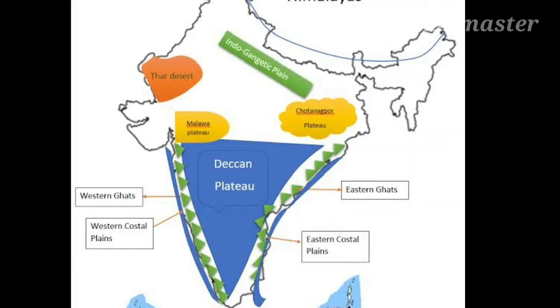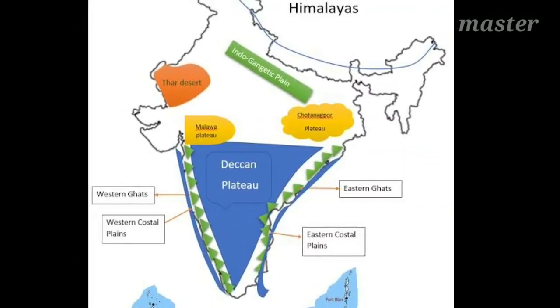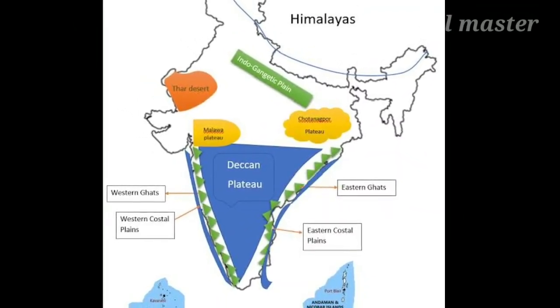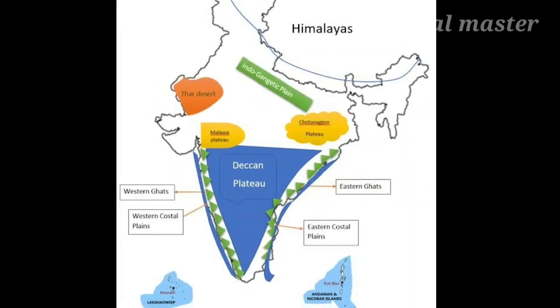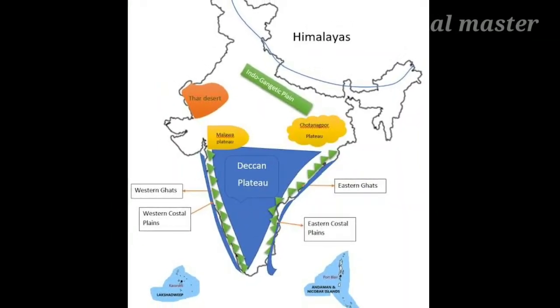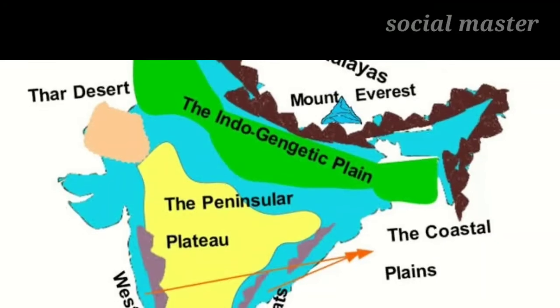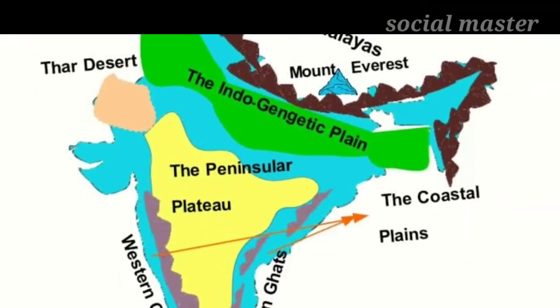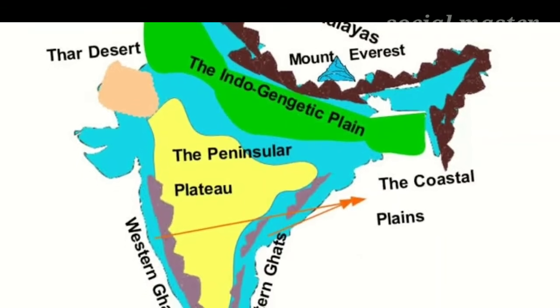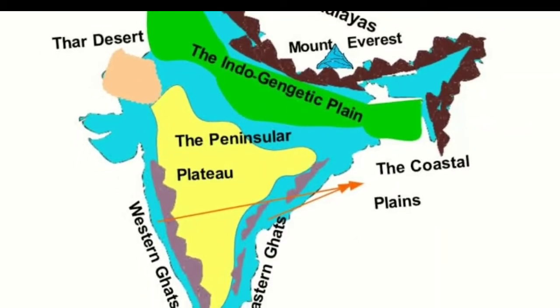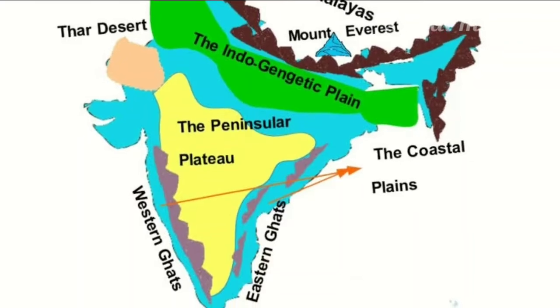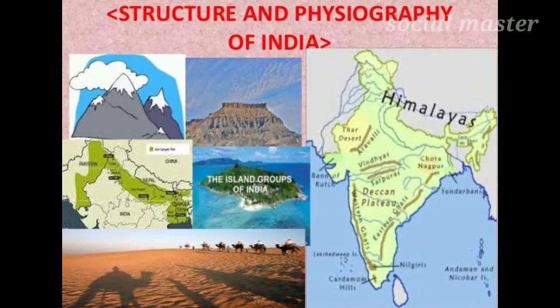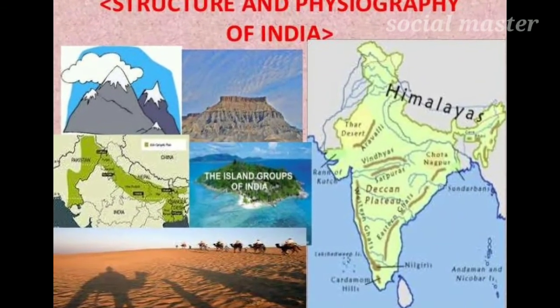The major relief divisions of India. The relief features of the Indian landmass can be divided into six groups: the Himalayas, the Indo-Gangetic Plain, the Peninsular Plateau, the coastal plains, the desert, and the islands. First we'll discuss the Himalayas.